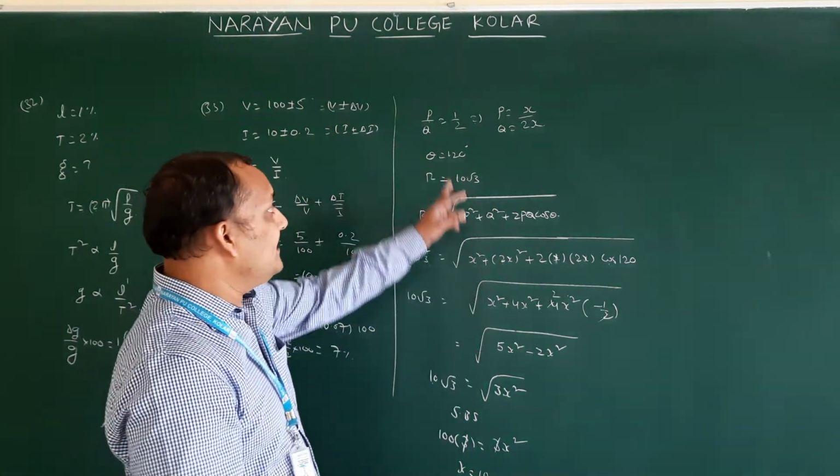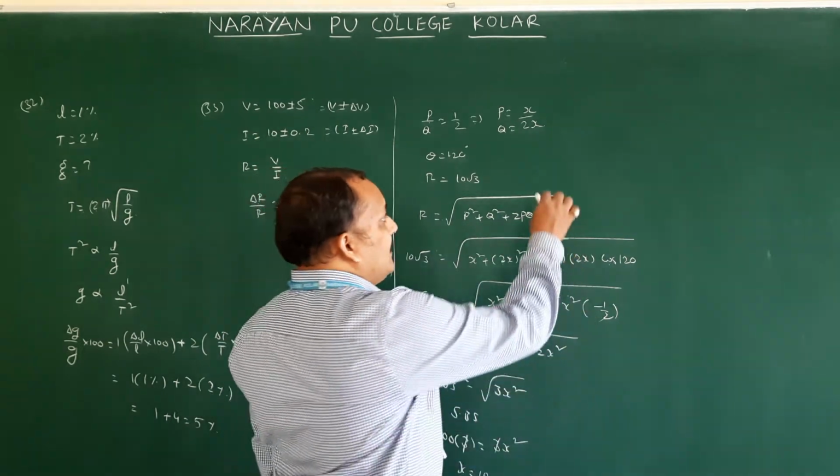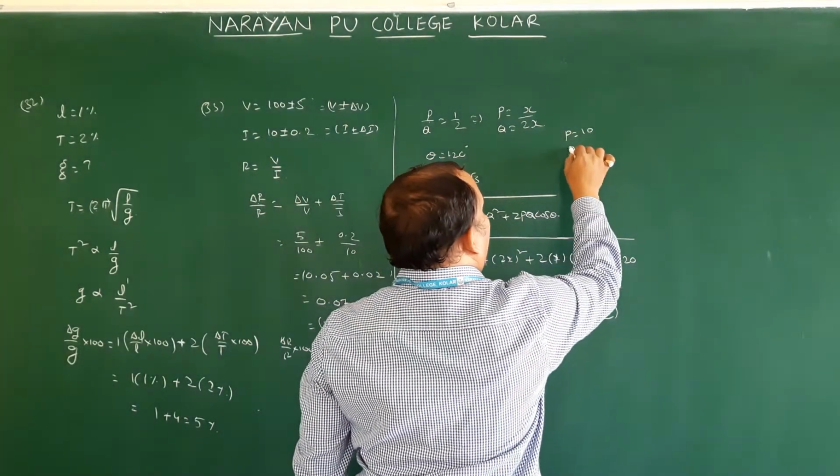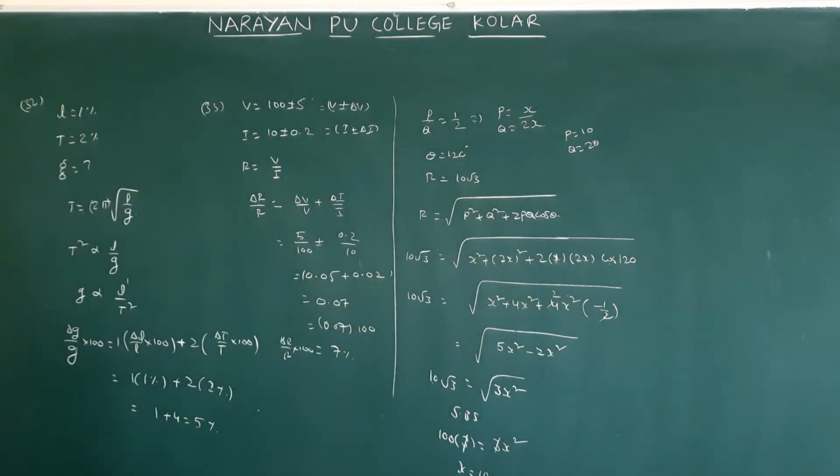X equal to 10 means p value how much? 10. Q value 2 into 10. So p is equal to 10, q is equal to 20. So 10 comma 20. You will be having option 2.